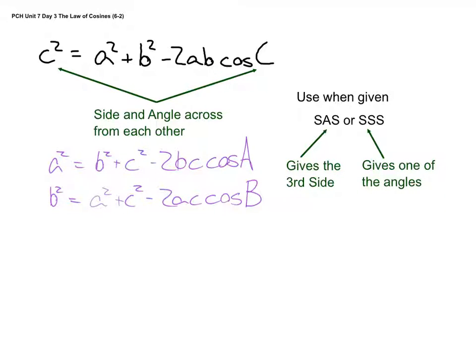So when do we use this formula? The law of sines we used whenever we had an angle and a side across from each other. This we're going to use if we know two sides and the angle between them. Remember, side angle worked for law of sines, but side angle side did not. Well, here side angle side will work with the law of cosines. You can use that to figure out your third side, or if you know all three sides, you can figure out one of the angles. Your variable would be the angle, and you would just solve the trig equation.